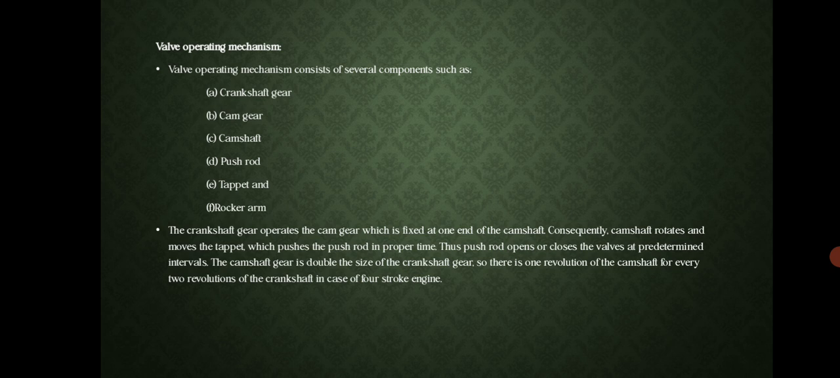The crankshaft gear operates the cam gear which is fitted at one end of the camshaft. Consequently, the camshaft rotates and moves the tappet which pushes the push rod in proper time. Thus the push rod opens or closes the valve at predetermined intervals. The camshaft gear is double the size of the crankshaft gear, so there is one revolution of the camshaft for every two revolutions of the crankshaft in the case of a four-stroke engine.